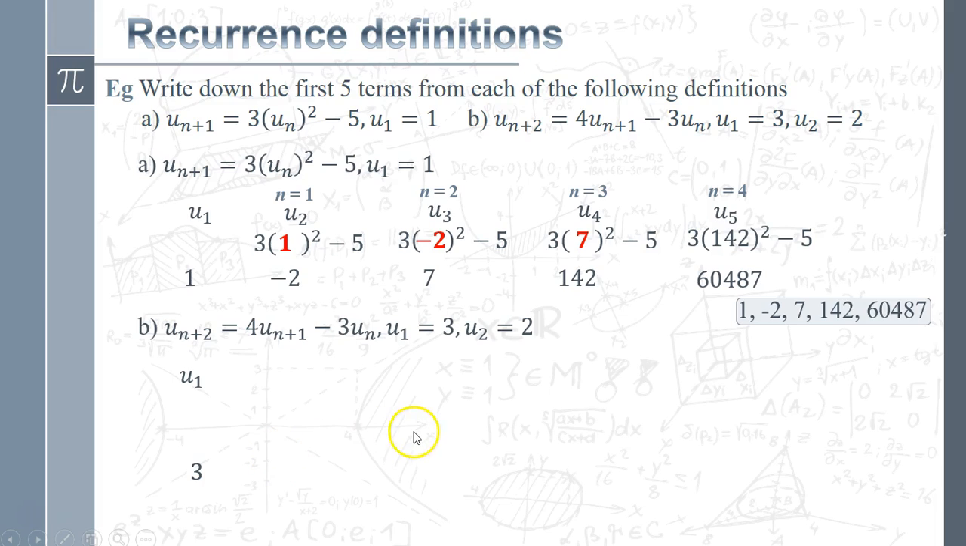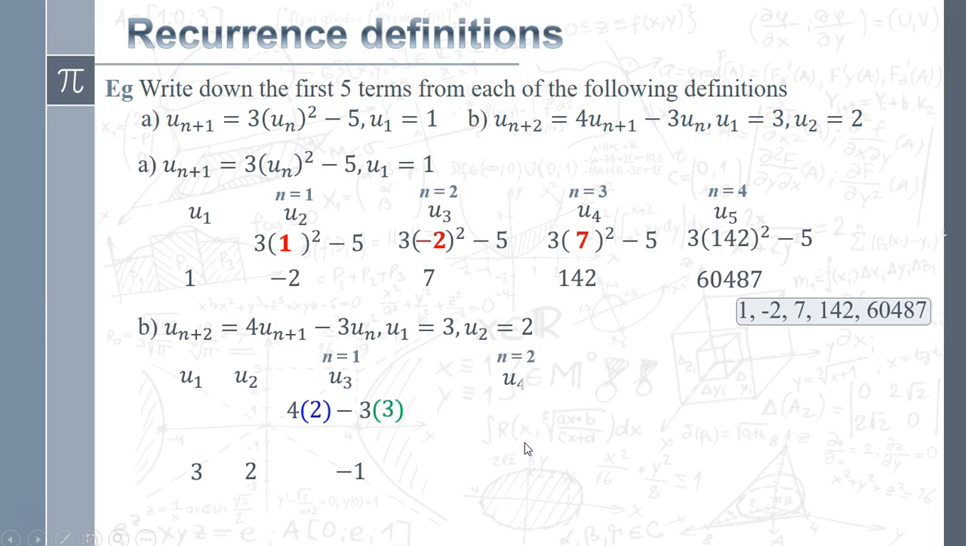So u1 is 3, we already got that. u2, we're given that one. Okay, now let's go for u3. That's when n is worth 1. So that's why that's u_{n+2}. And so this thing here, 4 times the previous term, so 4 times u2, take away 3 times u1, plug in the numbers. There we go. And we end up with minus 1. So I hope you can see we're just using the previous 2 terms this time.